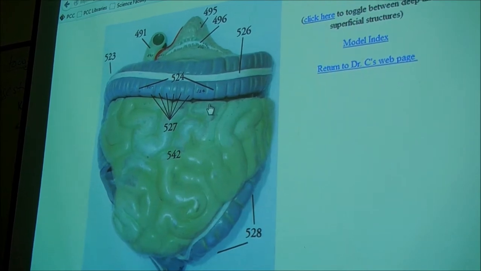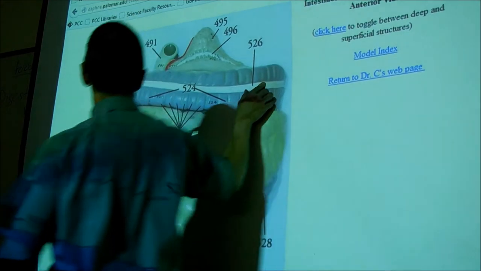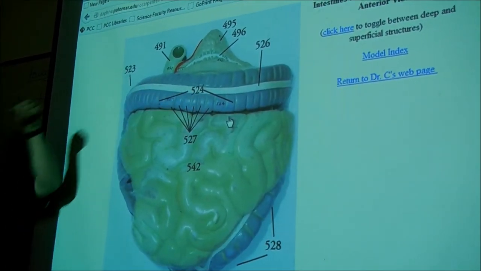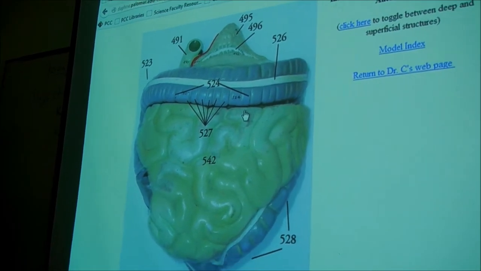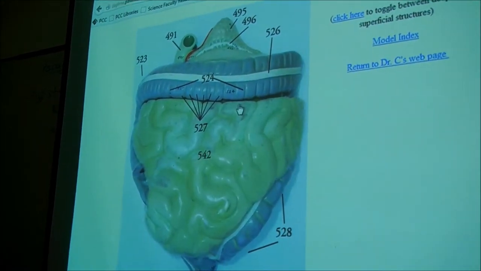Which is called the taenia? Taenia is the white line. Oh, taenia coli makes haustra. Where the bumps on your poop come from are right there. Right? You'll never forget it. Oh my god. Biologists are, we're fun at parties, we really are.